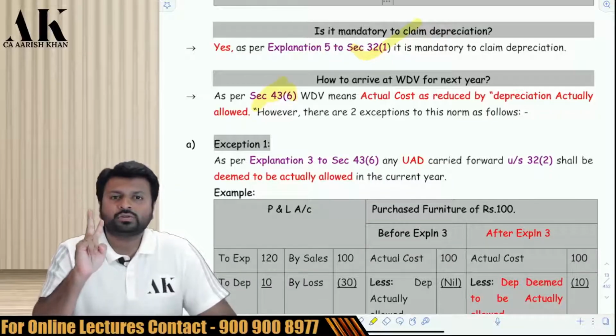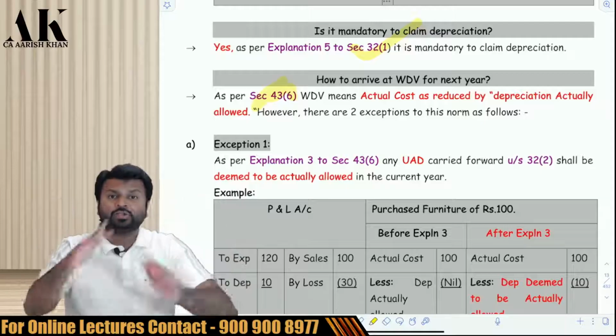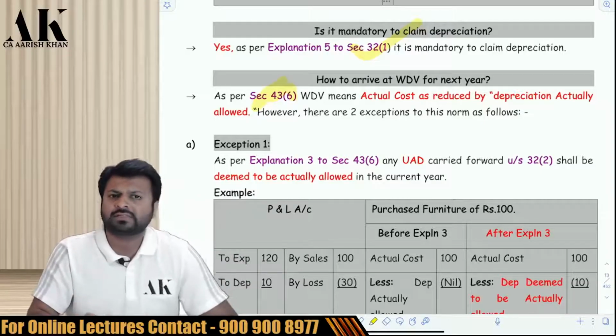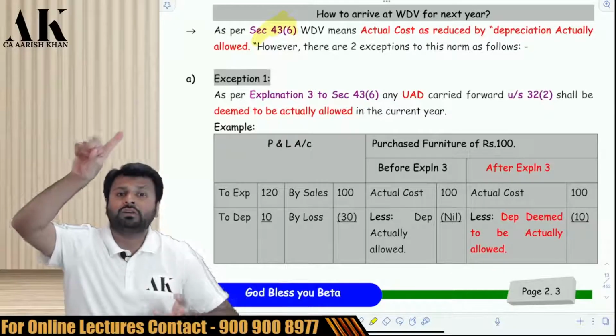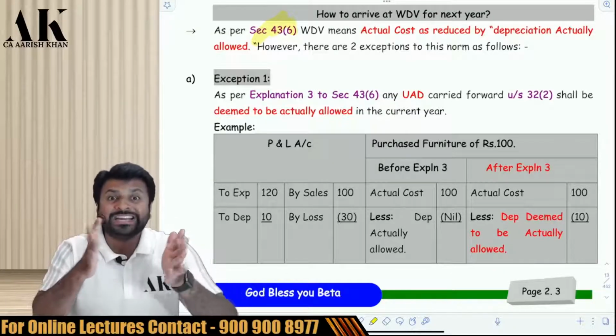But there are 2 exceptions to this, where the depreciation is not actually allowed to the assessee, still it is reduced from the block of asset. What are those 2 exceptions? First, the unabsorbed depreciation, which is carried forward to the subsequent year, is not allowed in the current year.